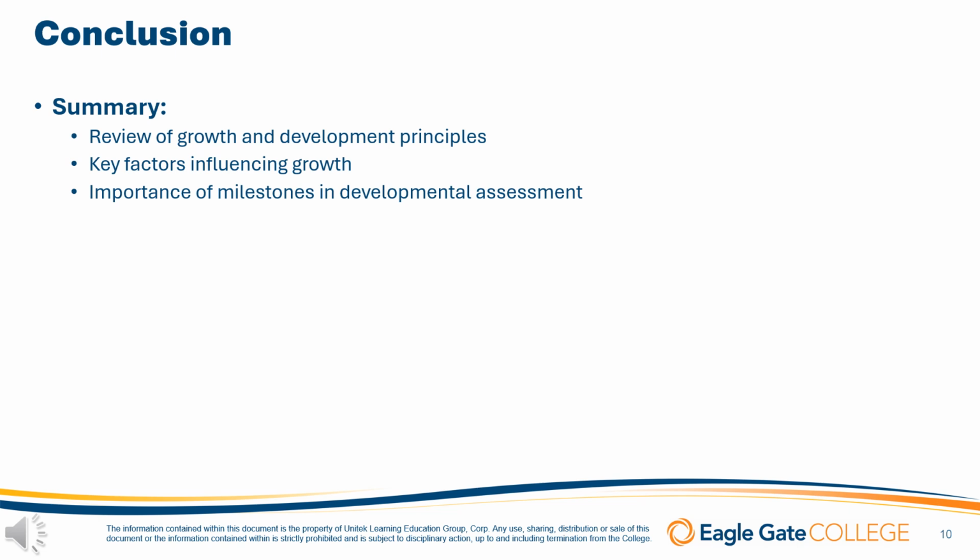Milestones are categorized into physical, cognitive, and social emotional domains, with physical milestones including motor skills, height, and weight. Cognitive milestones encompass language development and problem solving abilities, and social emotional milestones involve interpersonal skills and emotional regulation. Tracking these milestones provides a comprehensive picture of a child's development, helping to ensure they receive the support they need at each stage.